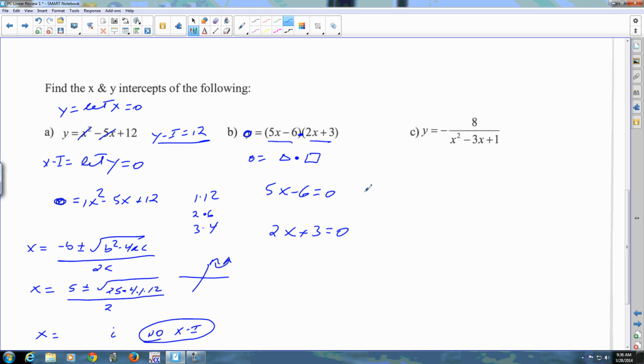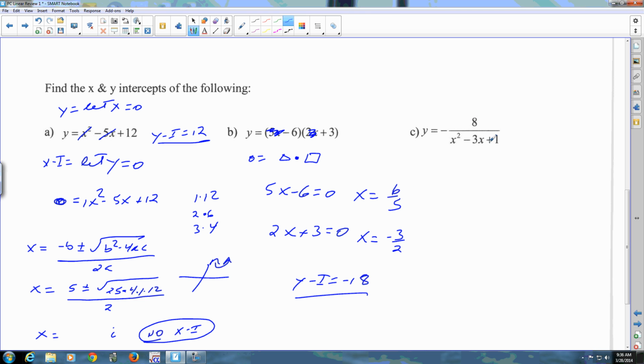Add the 6, divide by 5. Your x-intercept is 6/5. Subtract the 3, divide by 2. You have another x-intercept there. To find a y-intercept, you let x be 0. 5 times 0 is 0. 2 times 0 is 0. You have negative 6. Negative 6 times 3 is negative 18. So your y-intercept is negative 18. And these are your x-intercepts.